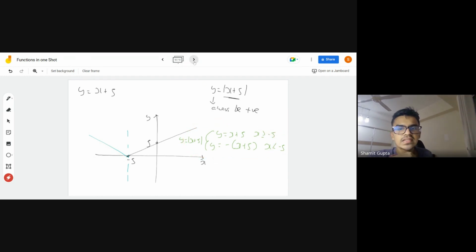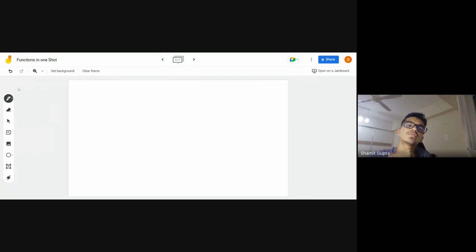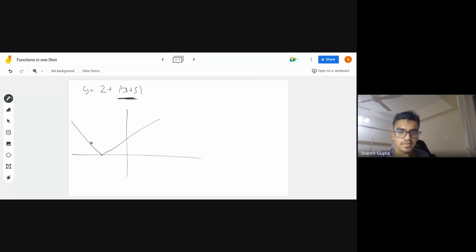Okay, there's a little bit of a complication when it comes to something like y is equal to 2 plus modulus x plus 5, because this 2 is outside. This 2 is outside. So what I would like to do is I will just draw the graph of y is equal to modulus x plus 5 first, and then I'll just add 2 to it. How does that work? Now, skipping you the tears and the hard work behind it, y is equal to modulus x plus 5 will look like this.